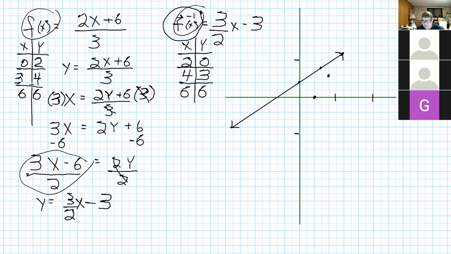And let's plot. Let's see here. Well, this thing's supposed to go all the way across there. So is that. Okay, so let's draw that line. Oops.